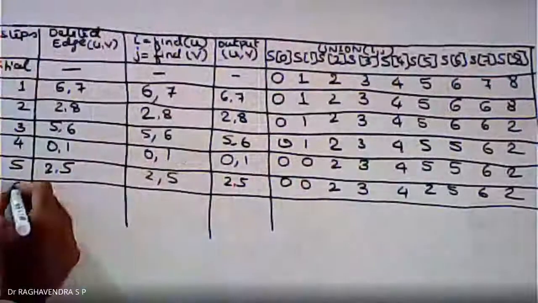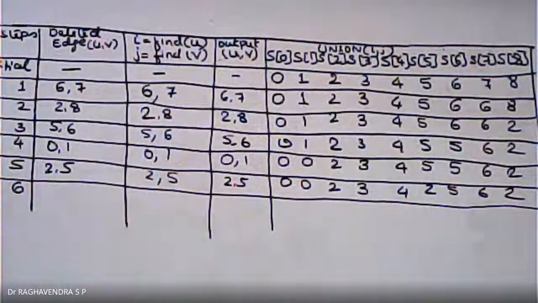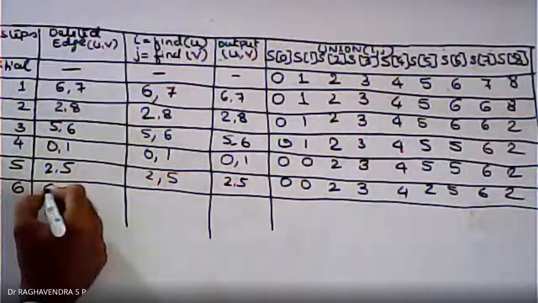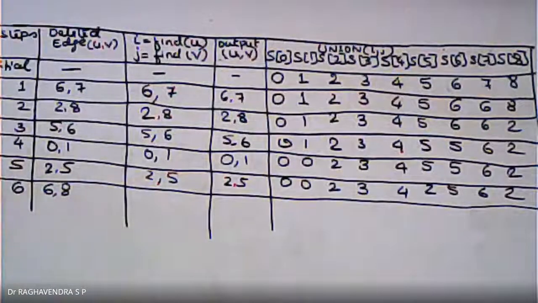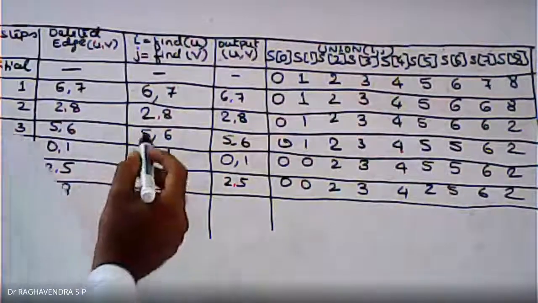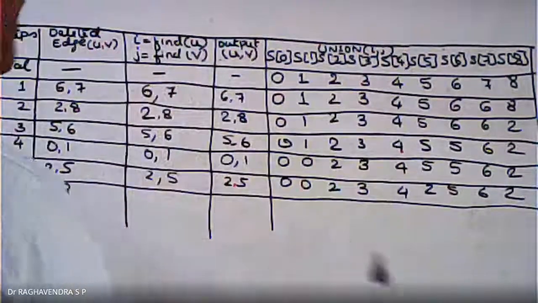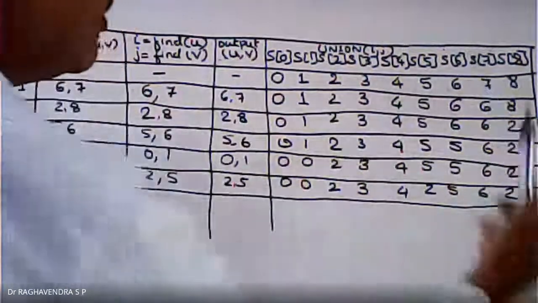Next, sixth step. Next is 6 comma 8, isn't it? 6 comma 8. Okay, next. Find of 6. The find of 6 is 2.